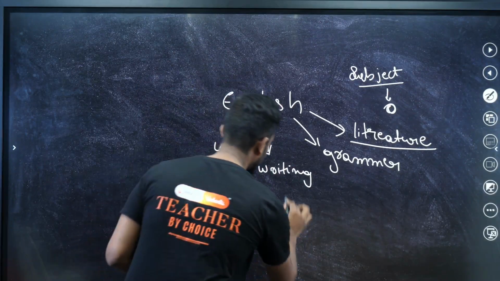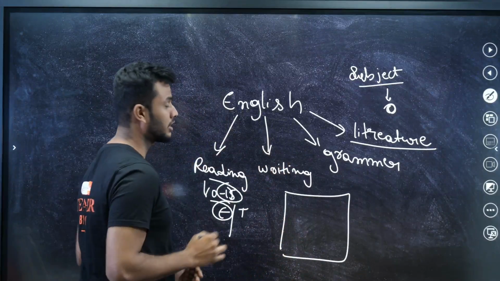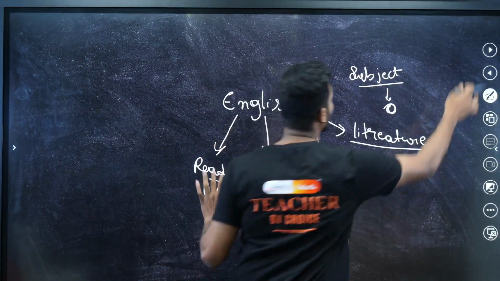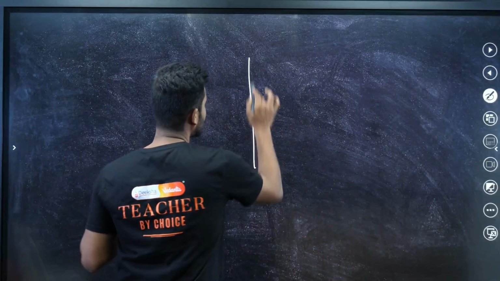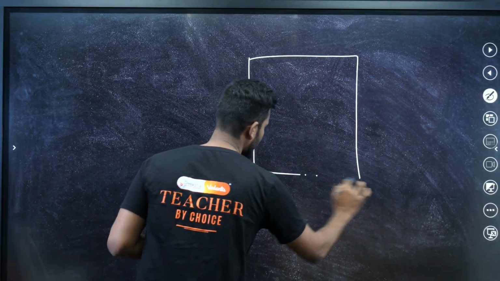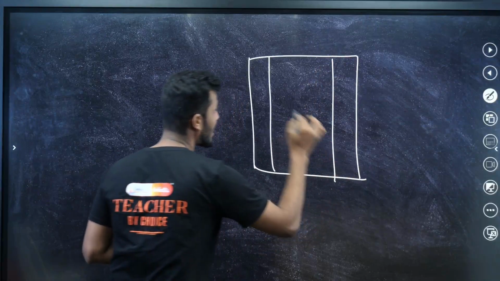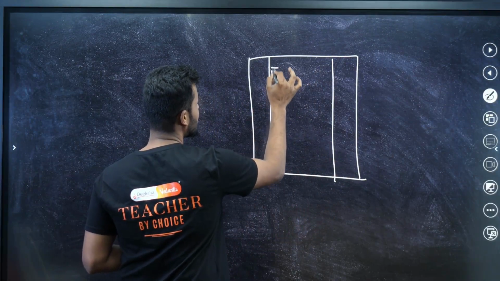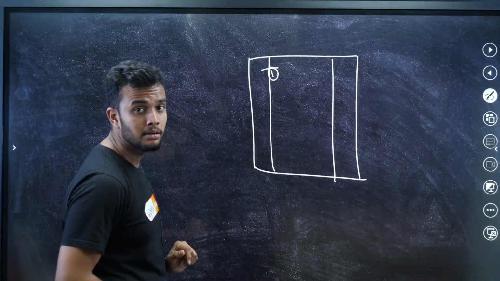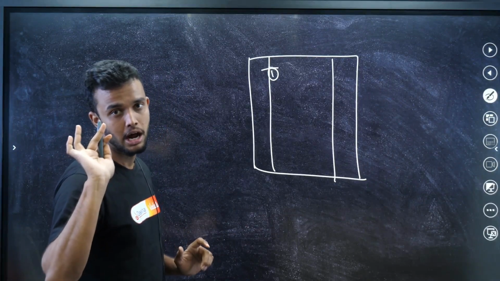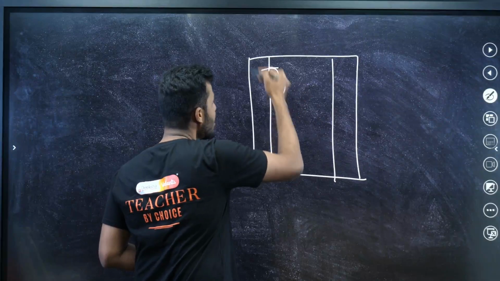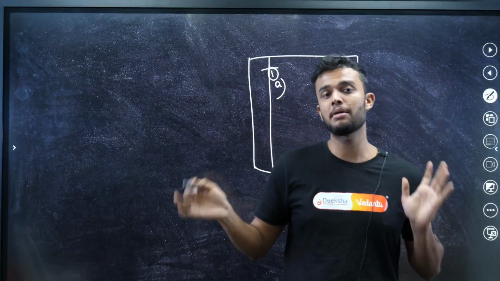For example, just imagine this is a question paper. Leave these margins, left and right margin, and start from here. Mention the correct question number with the sub-question also. For example, A. And let's move to the 2 marks and 5 marks questions.